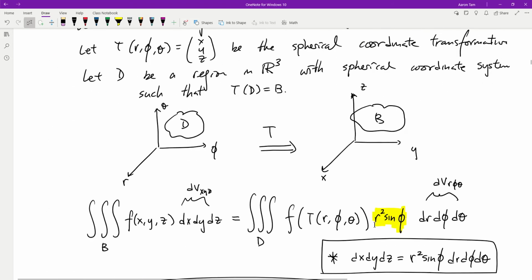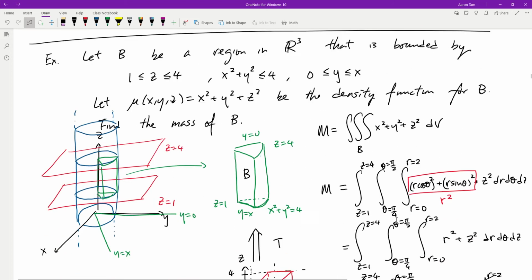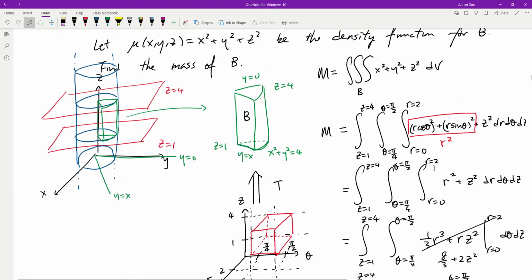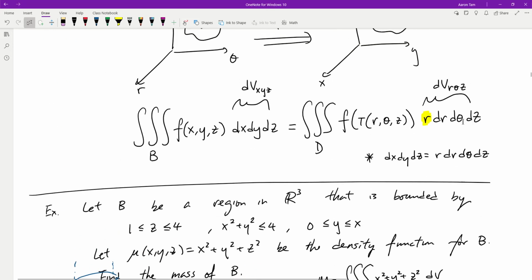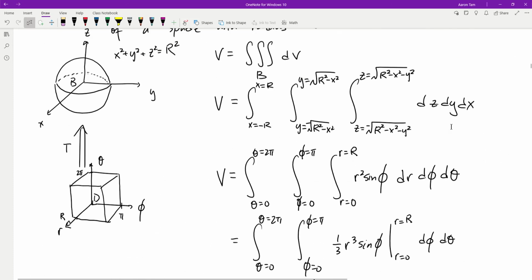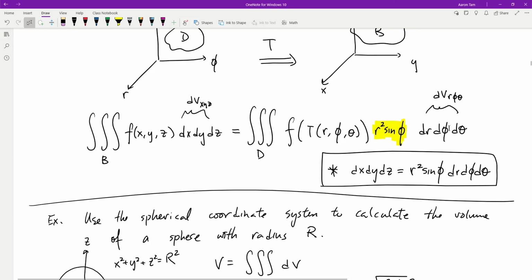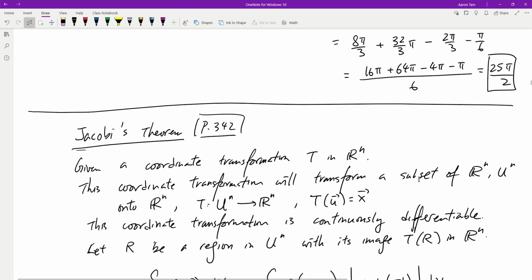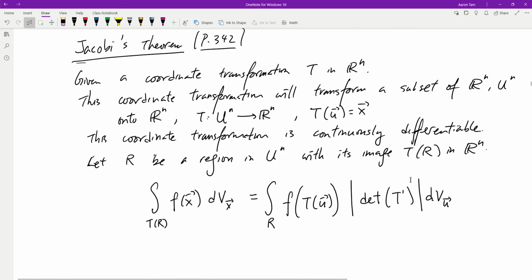And dV of vector u right here will basically just be dr dz, dr d theta dz, or dr d phi d theta. So they are just basically between the two coordinate systems. And the way you remember vector x is the XYZ coordinate system, just like what we always use vector x to represent XYZ. So here's the interesting thing, this part right here.